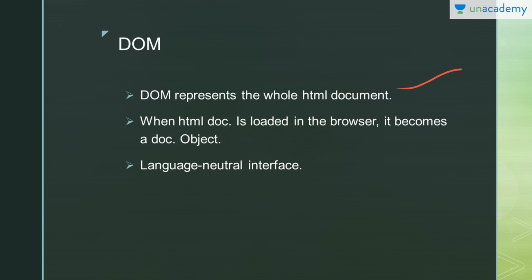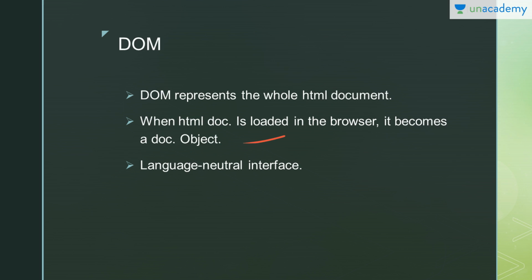Whenever the HTML document is loaded in the browser, it becomes a document object. It is the root element that represents the HTML document. Without this, your HTML document cannot be displayed. It also has properties and methods, right? So with the help of the document object, we can add dynamic content to our web pages.